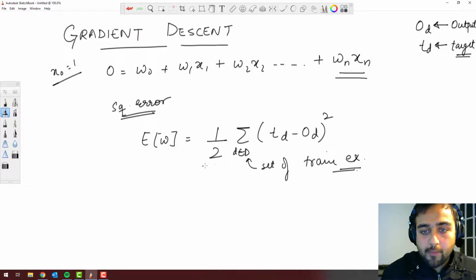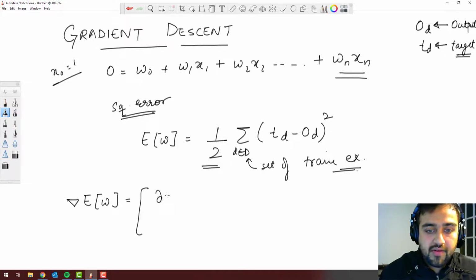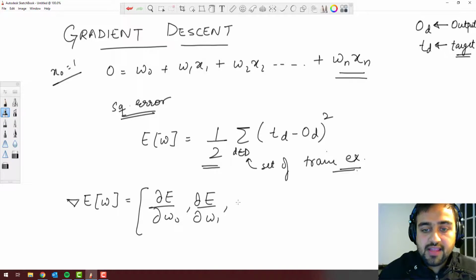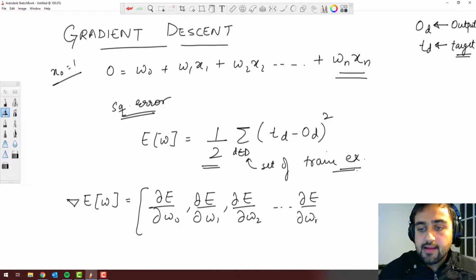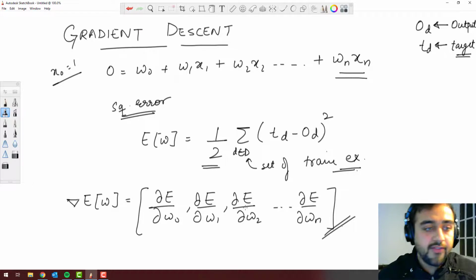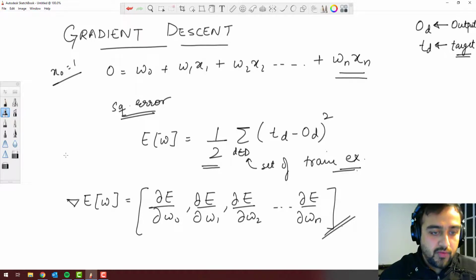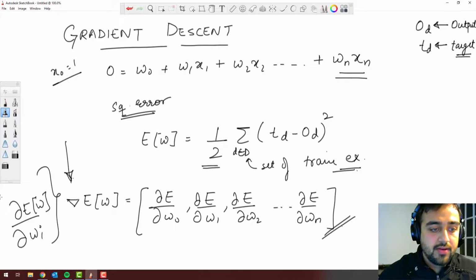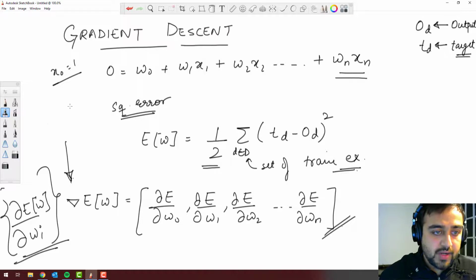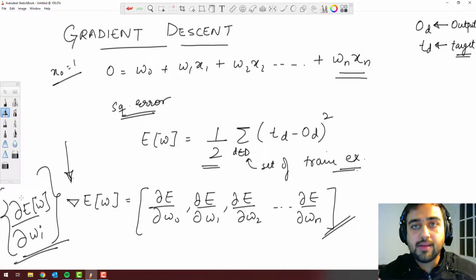In order to optimize this, we need to differentiate our error term with each of the w's, and depending on these values, we need to update our weights. Let me draw a graph so that you can easily understand it. We need to find dE by dwi and minimize this, because this would reduce the error and we'll get a new value of w, and that value of w would be used to update our weights.